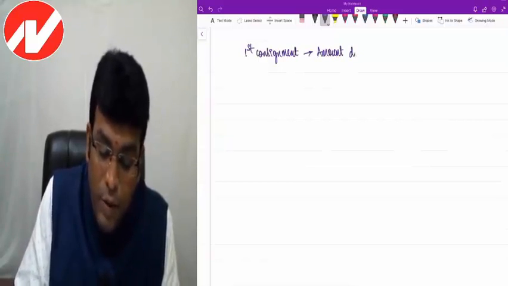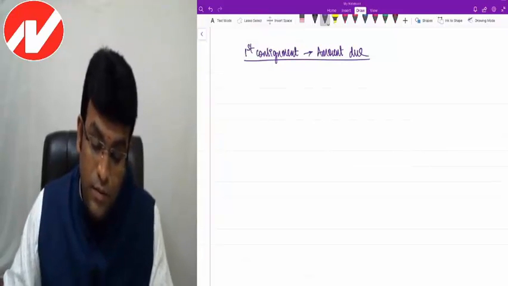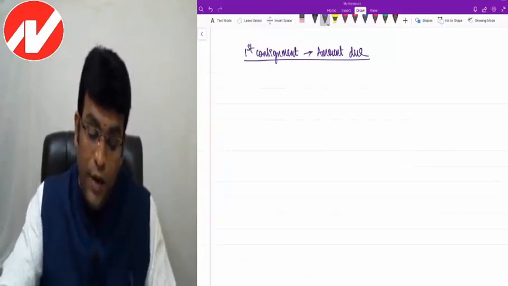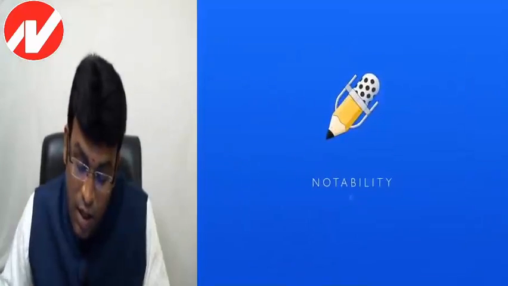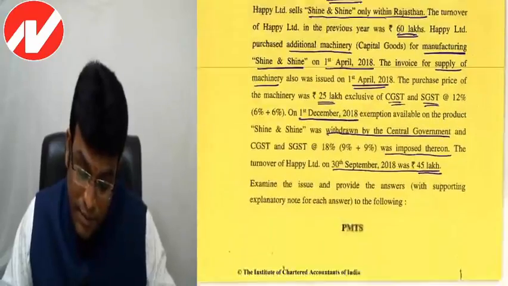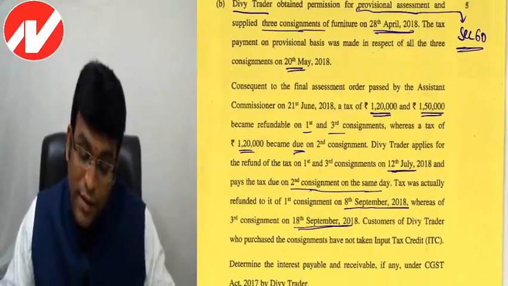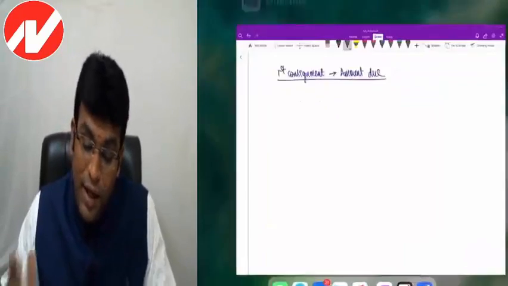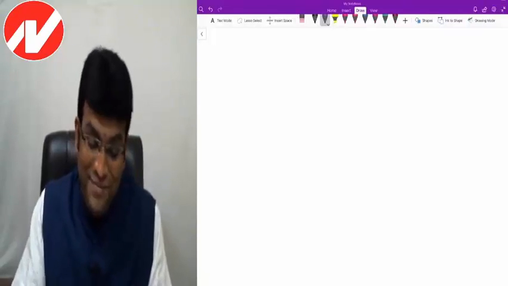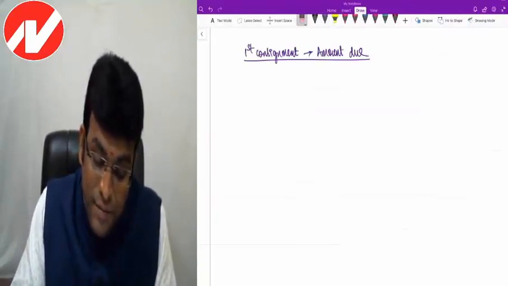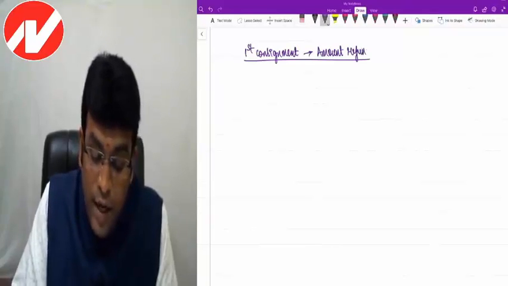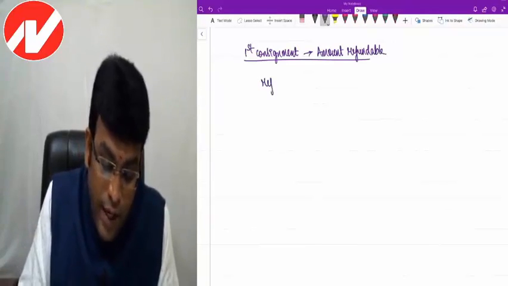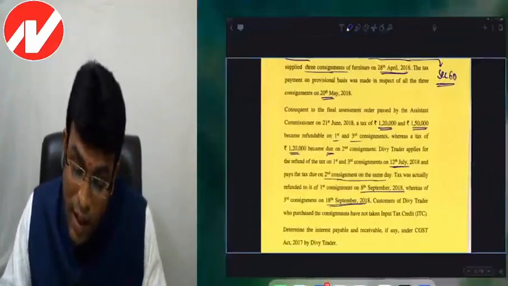First consignment amount is due. Sorry, first consignment amount is refundable, right? I believe first and third is refundable, second is amount due. Let's check that once, come on. First and third, it's refundable, second is amount due. Come on, first consignment amount is refundable. Correct, right? First consignment amount is refundable, wherein refund is equal to how much, sir? First consignment.